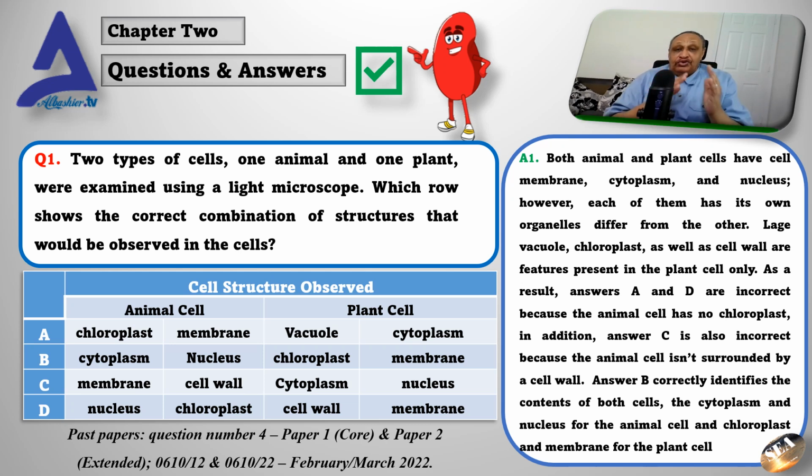In paper 1 for the core and paper 2 for the supplement or extended, there will be 40 multiple choice questions. You have to answer them in 45 minutes. That means 1 minute for each question and 5 minutes for revision. So be careful about that.